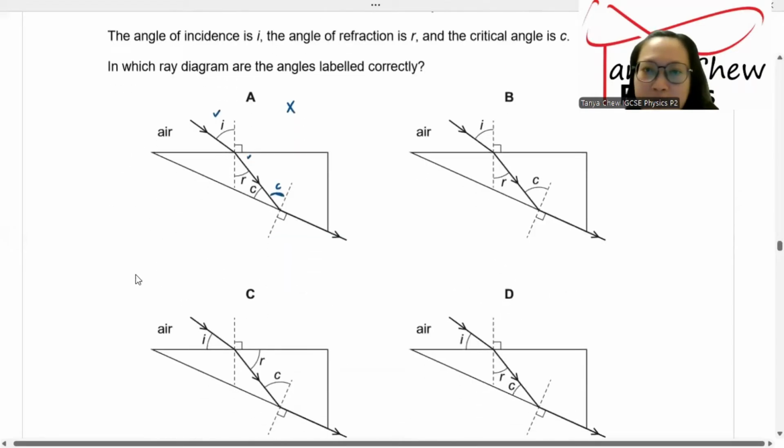Now let us look at B. Incident angle is correct. Refracted angle is correct. Wow, critical angle that causes the light ray to be refracted at 90 degrees, that is absolutely correct. C is wrong because I is supposed to be here, R is supposed to be here. D is also wrong because I is supposed to be here and C is supposed to be here.